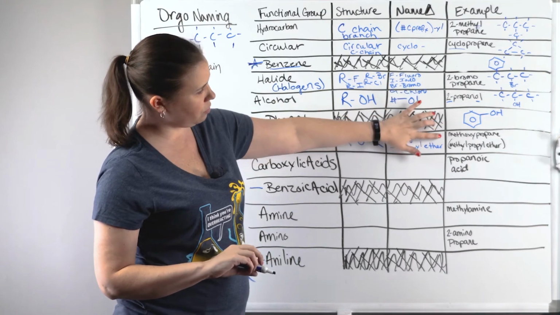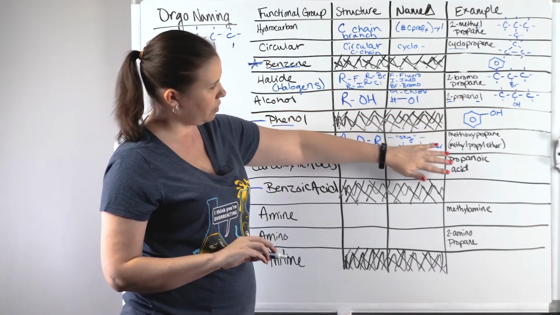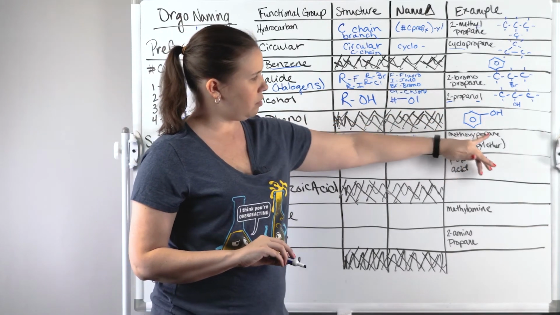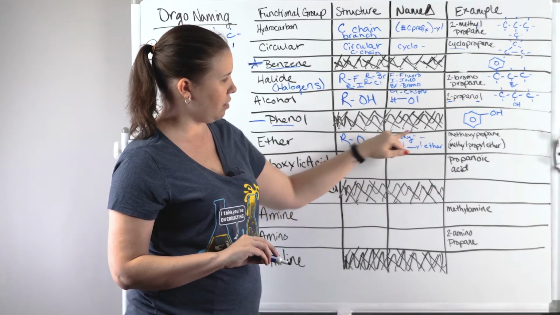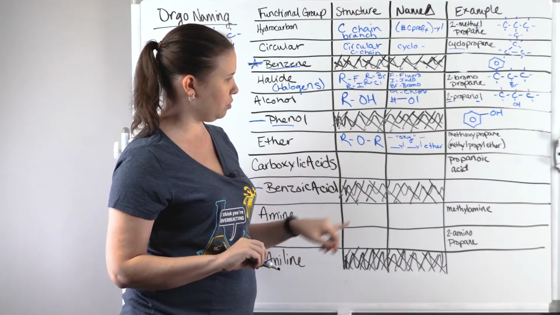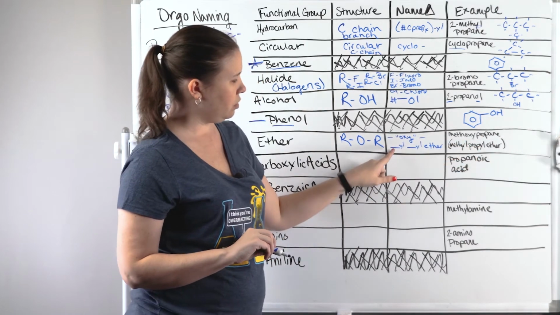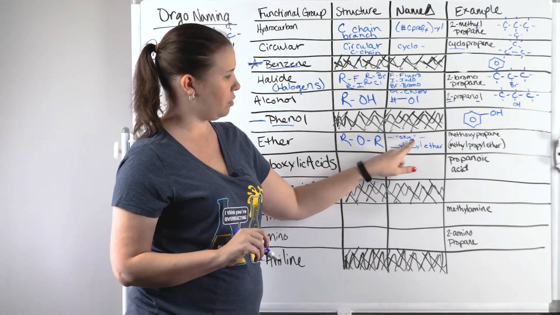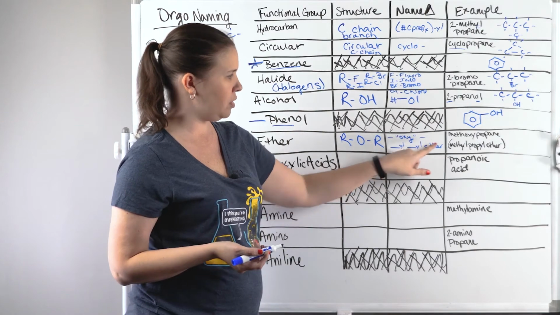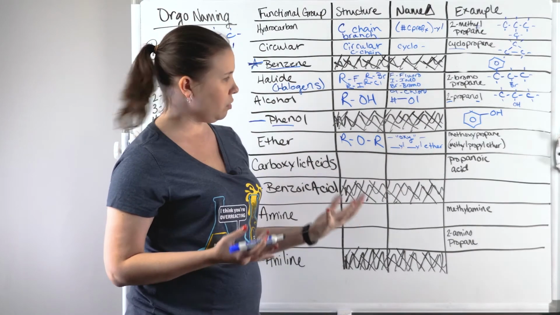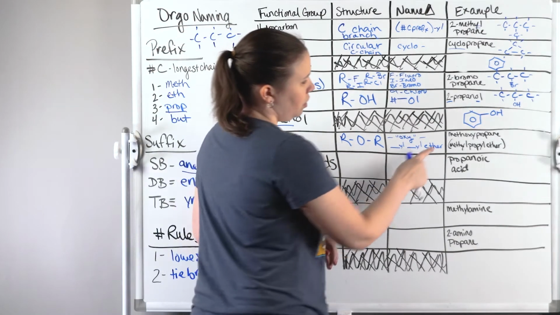So let's look at an example here. I'm going to give it to you both ways. Methoxypropane, so showing the meth and the prop as my two functional groups, oxy in the middle, or methylpropyl ether, showing the methyl and the propyl as the two functional groups, and ether at the end. Either way, we're going to draw this the same exact way.